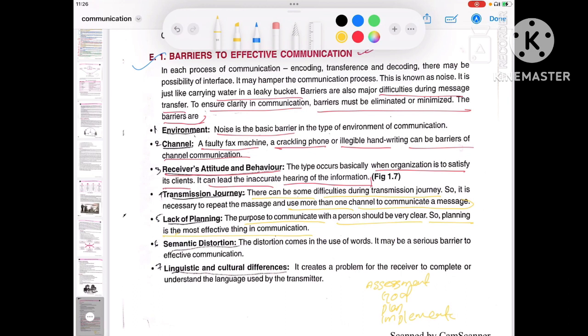And the next one is semantic distortion. Distortions come in the use of words. It may be a serious barrier to effective communication. Because of that, communication won't be effective. And the last one is linguistic and cultural differences. Here it creates a problem for the receiver to understand the language used by the transmitter.